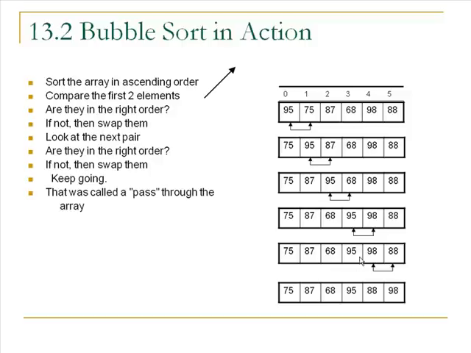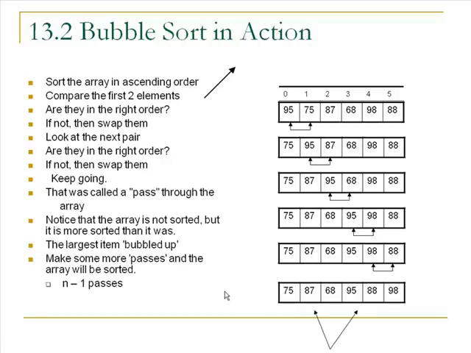And you might notice that this array is not sorted yet, but it's more sorted than it was. So if we did the same thing again, if we went through looking at the pairs of numbers, then eventually this array would become in sorted order. And what does eventually mean? How many times would we have to do that? We would do it n minus 1 times, where n is the number of elements in the array. In this case we have 6 elements, so we would go through this array 5 times, looking at the adjacent elements and swapping them as necessary.